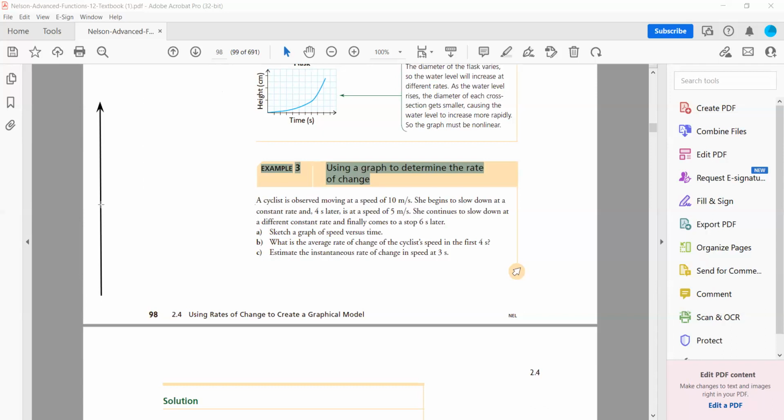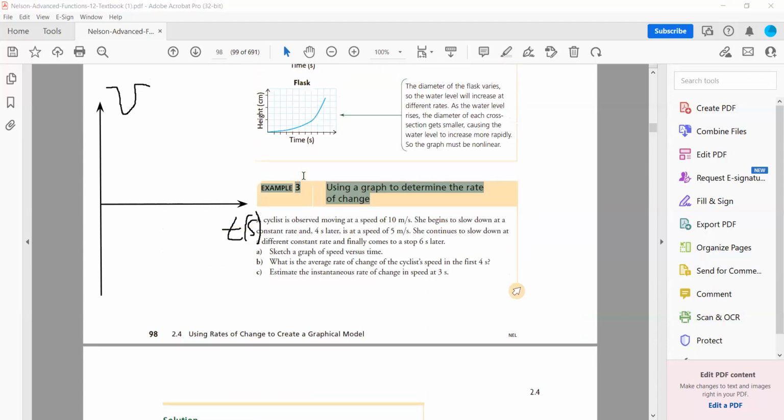For this type of problem, no need to sketch the negative part of the t-axis as time usually doesn't go negative. Here's the velocity. The cyclist is observed moving at a speed of 10 meters per second. It means that his speed at the moment when we start observing him was 10 meters per second. Velocity, meters per second.